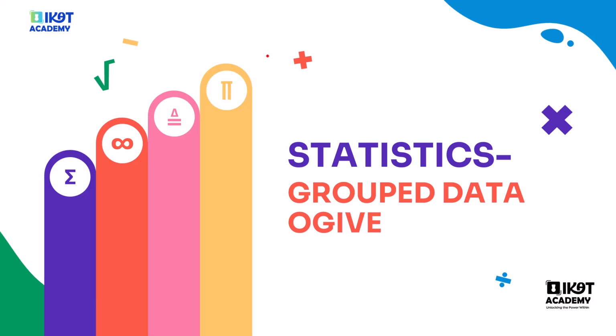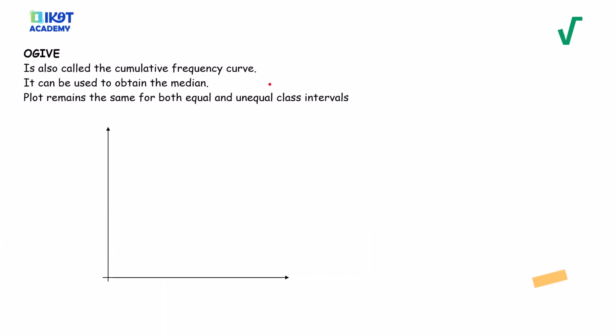So now we're going to look at the Ogive, the cumulative frequency curve. It's also called a cumulative frequency curve, as we've already stated, and it can be used to obtain the median. The plot remains the same for both equal and unequal class intervals. Now this is very key because it's different for the histogram. The histogram actually varies depending on whether we have equal or unequal class intervals.